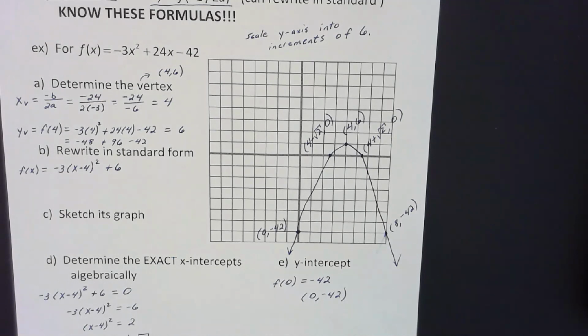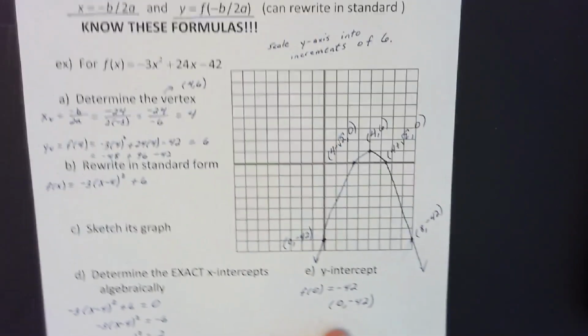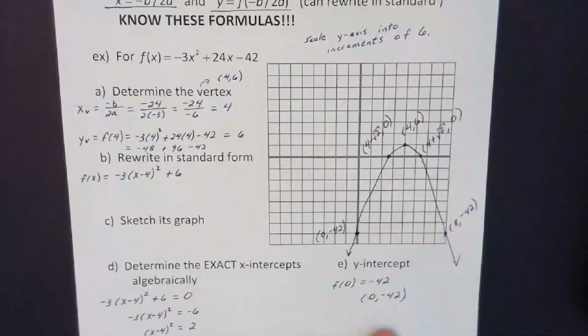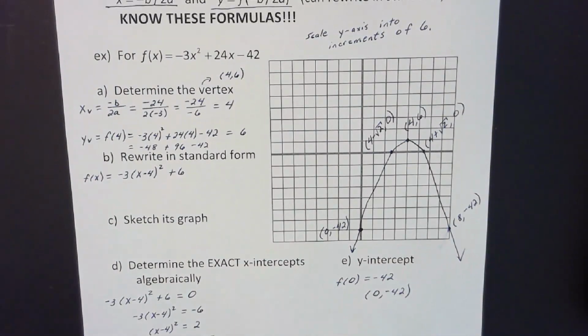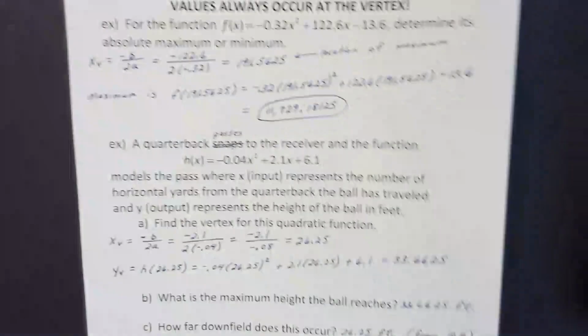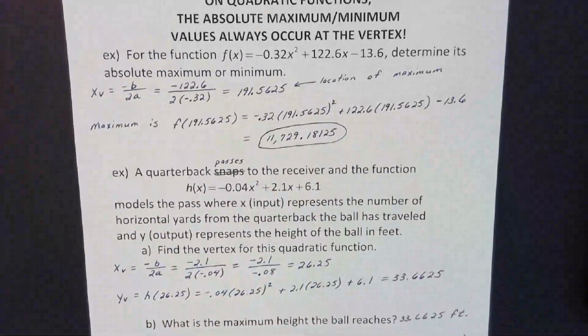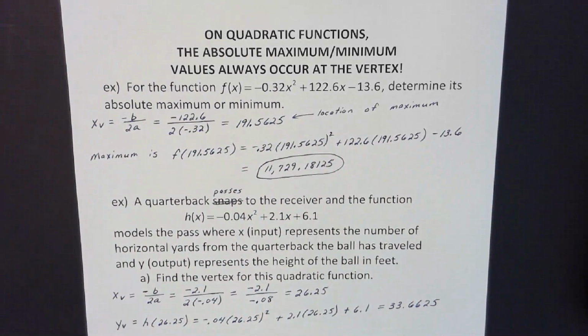On the next page, what if we have numbers that don't fit so nicely, with decimals and stuff like that? Whenever we're dealing with quadratic functions, the absolute maximum and minimum values are always going to occur at the vertex, which we already knew. But now if I give you an expression in terms of variables with decimal coefficients, it just means you're probably going to have to use your calculator.